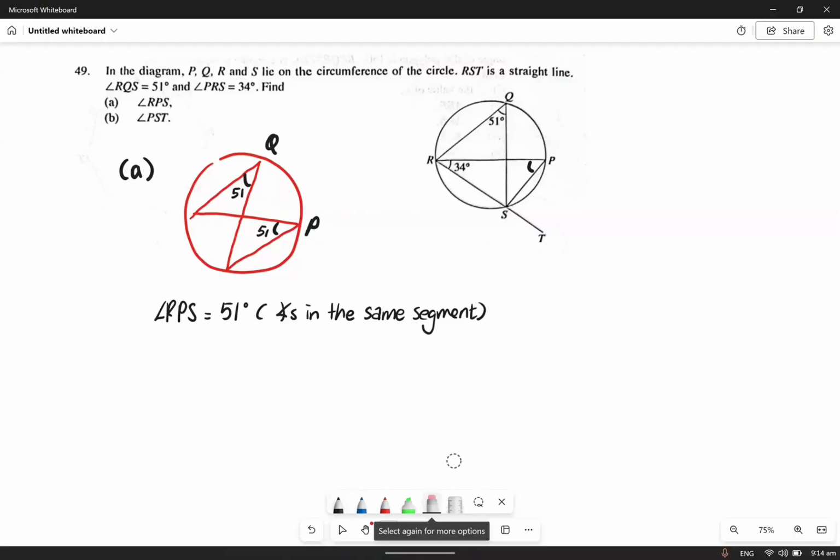Now, once I'm done with this, I want to move on to the next one, which is what we call PST. I'm going to use blue color for the next one. Is that okay? Since you already know that this is 51, you might want to note that down. This property is called angles in the same segment, that means the opposite one is also the same. Do you agree or disagree? Now, the one that they want us to find is this blue one over here. Can you all see it?